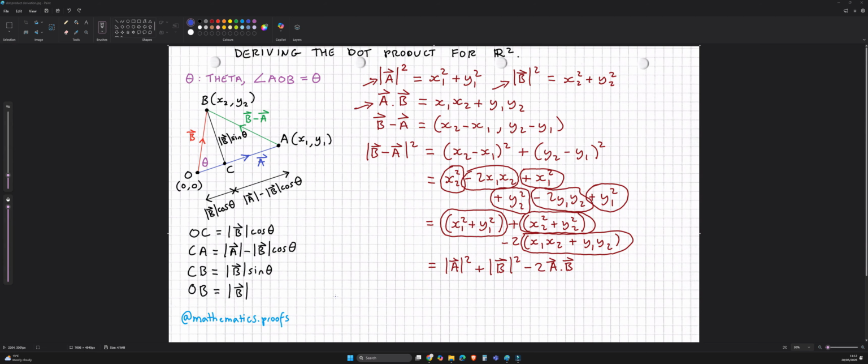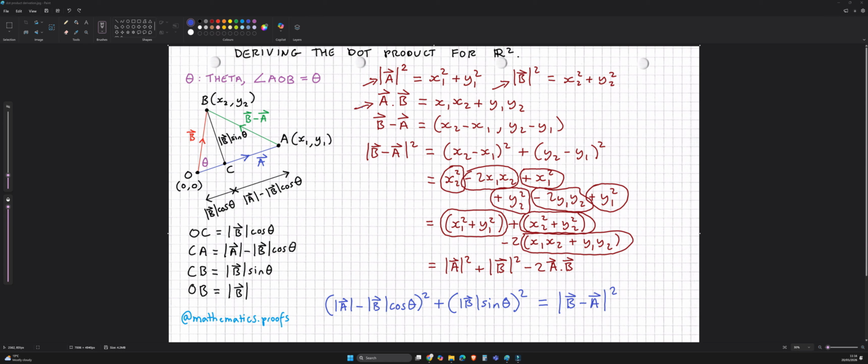And this is the same as saying the magnitude of A minus the magnitude of B cos theta, squared, plus the magnitude of B sine theta, squared, is equal to the magnitude of b minus a, squared.